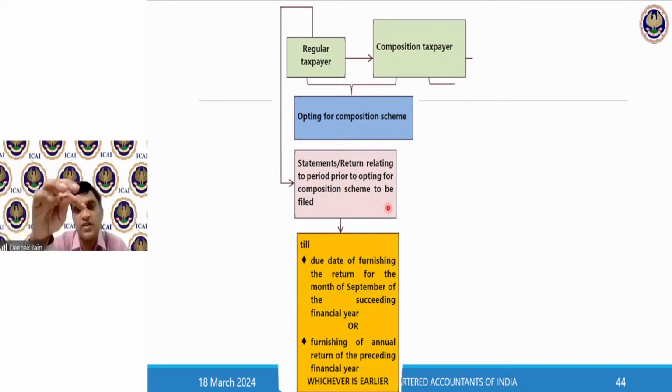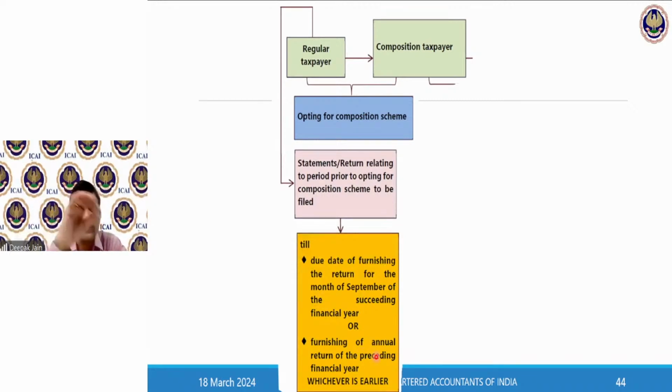So that's why they have given an option saying that if you're moving from regular scheme to a composition scheme, then you can file the returns, that is GSTR 1 and 3B for your regular period up till what date? Up till the due date of furnishing the return for the month of September, right? From a regular to composition you have to file that return by the month of September or furnishing of annual return, whichever is earlier.